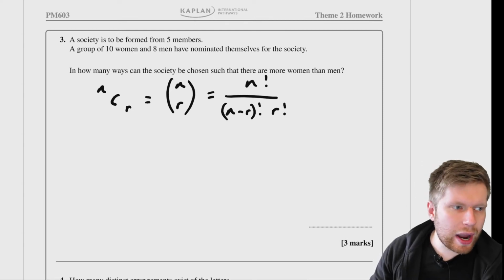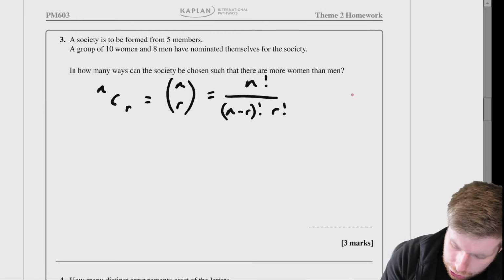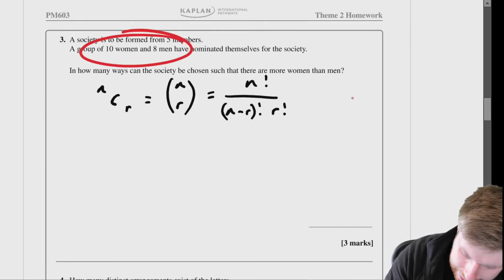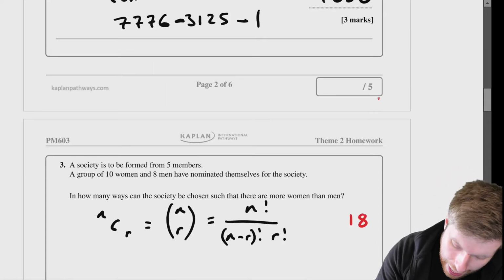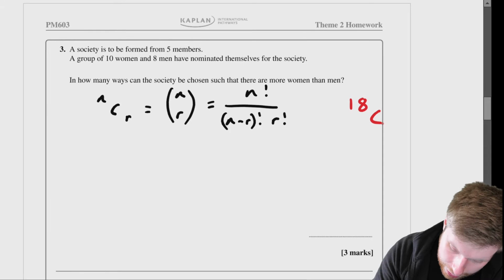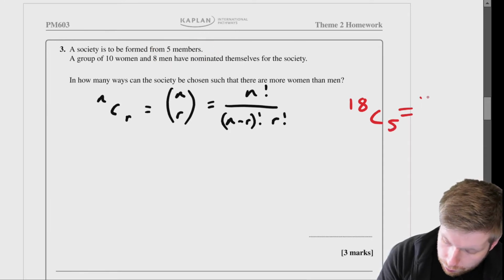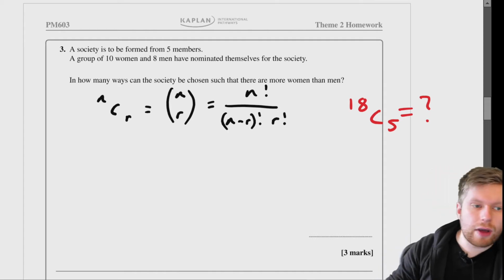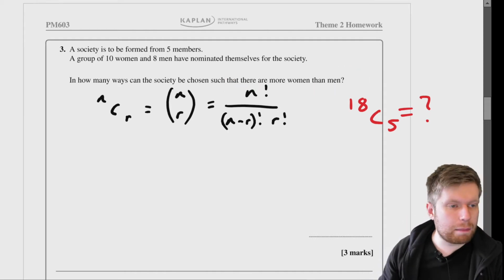Now, we want the number of ways that can be chosen such that there are more women than men. Now, the trap here is to say, look, there's 18 people in total. So that's our N, that's the total number of people we're choosing from. And then we're just choosing 5 of them. So it'll be 18C5, right? No. Wrong. It's not 18C5 because we need to take into account this condition. There needs to be more women than men.